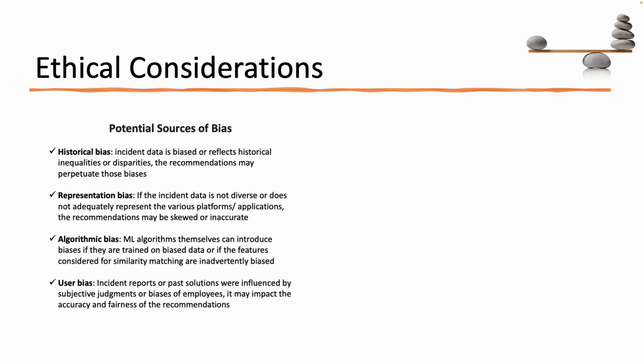From the ethical consideration standpoint, let's look into the bias, so potential sources of bias. Historical bias. Now, this is the bias which originates if incident data is biased or reflects historical inequalities or disparities. Representation bias originates if incident data is not diverse or does not adequately represent the various incidents from platforms and applications. ML algorithms themselves can introduce algorithmic bias if they are trained on biased data or if the features considered are biased themselves. Now, in many cases, we have seen the user's bias can also lead to an impact on the accuracy and fairness of the recommendations.